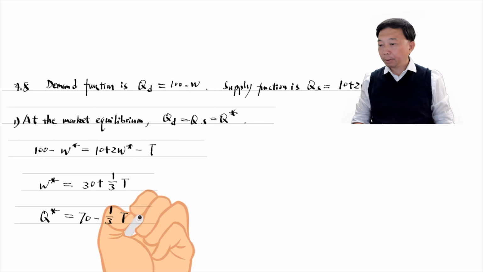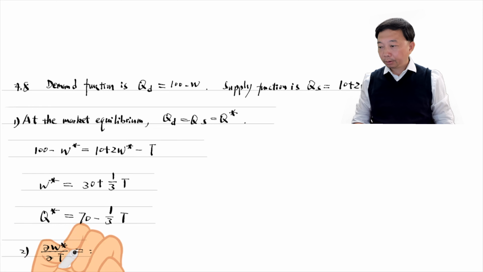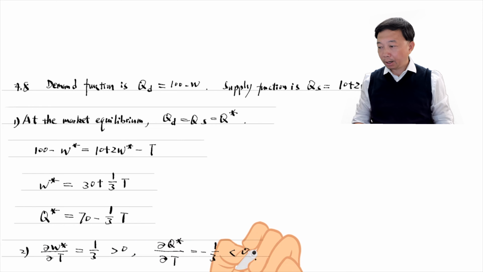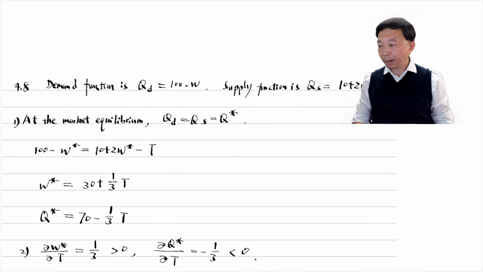In the second step, we differentiate the equilibrium price and quantity with respect to T. As T increases by 1 unit, the equilibrium wage increases by 1/3, and the equilibrium quantity decreases by 1/3 units.